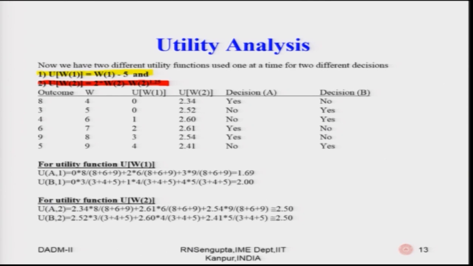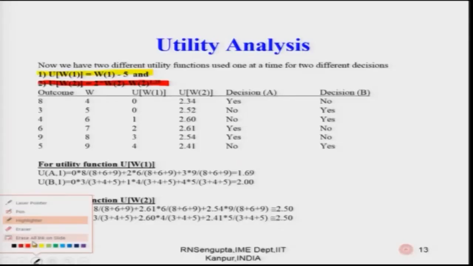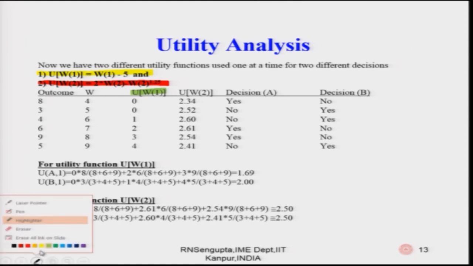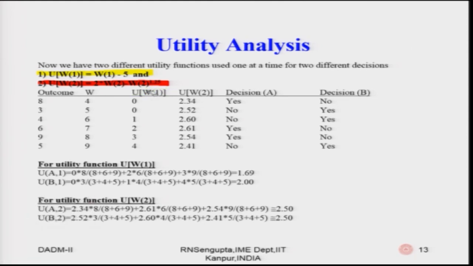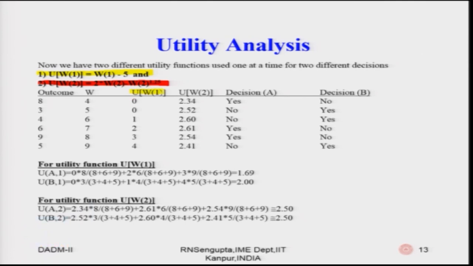So, the utility values for the second utility function are given in column 4. I will just highlight them using different colors. So, this is the utility for the first one. I should basically use the same color, it will be easier. My mistake, sorry. So, this is for the first one, and this is for the second one.